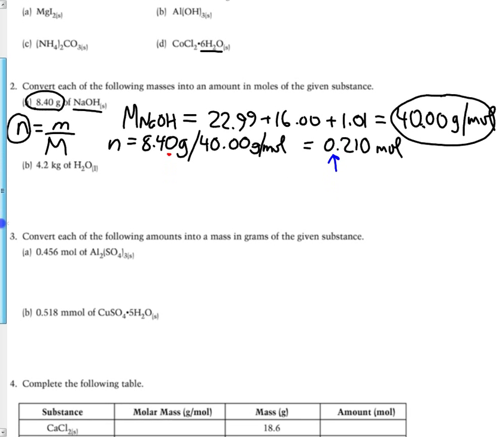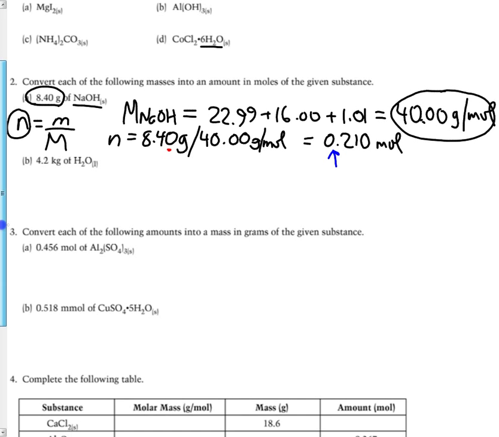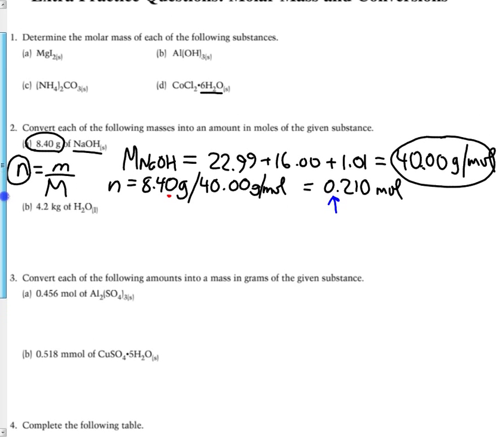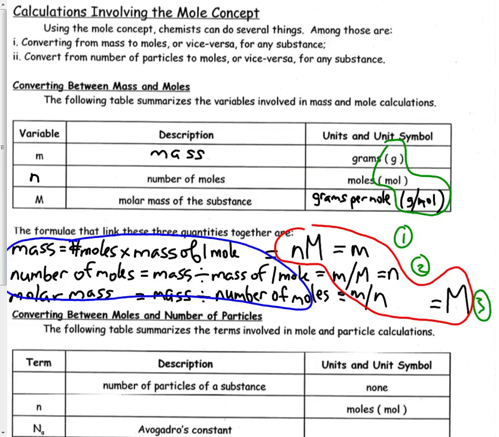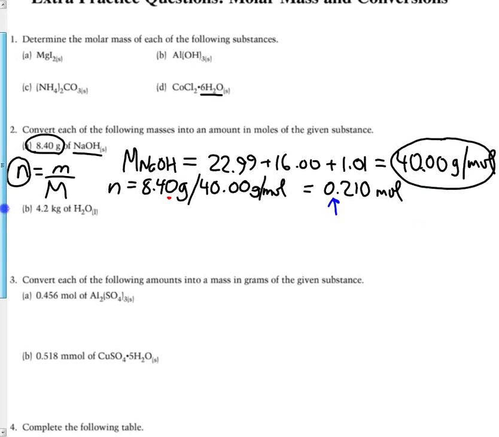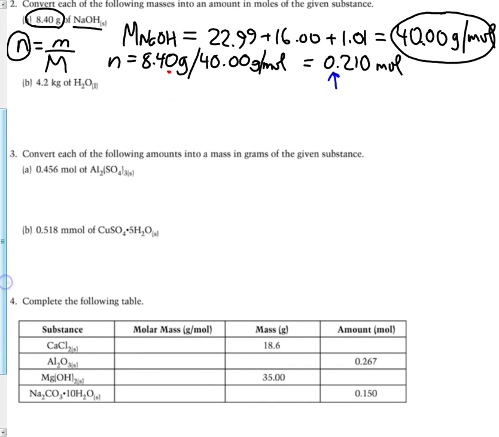Now, number 2 is similar, except in part B, we have mass in kilograms. You have to have your mass in grams because your atomic masses on the periodic table are in grams for a mole of that element. So you have to make sure that your mass is always in grams, and that's keeping with what we have in our chart here, that the standard unit for mass is the gram. If we were to look at number 3, convert each of the following amounts into a mass in grams.